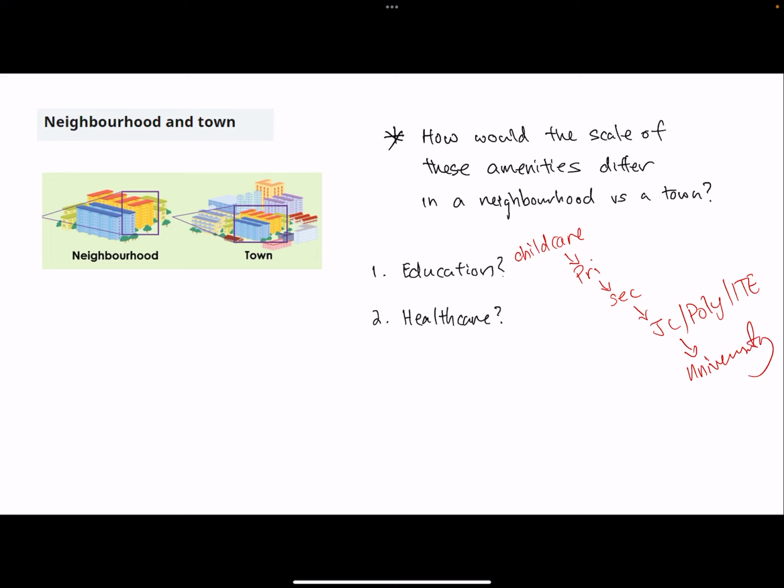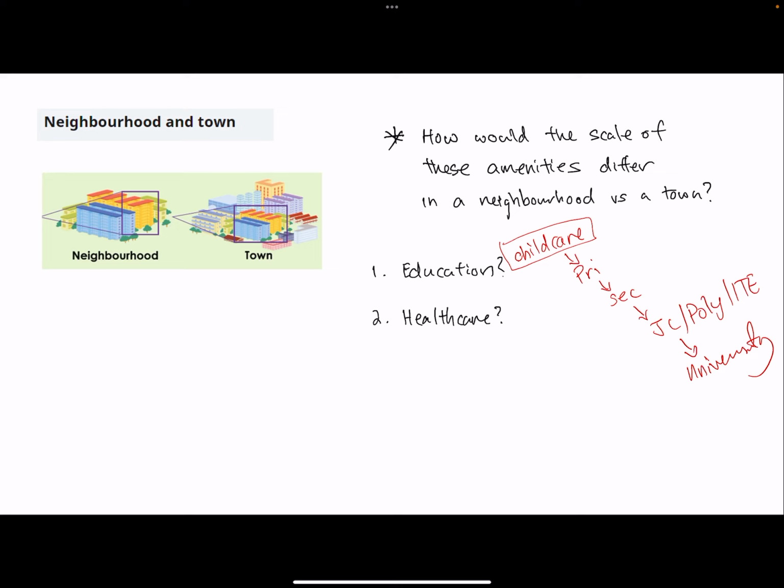At the precinct level, we are looking at childcare, because you don't want your children to have to travel very, very far for childcare facilities, for kindergarten, and primary school as well. Primary schools, you tend to find in neighborhoods. Why? Same logic behind it. Your children are young. You don't want them to travel too far.